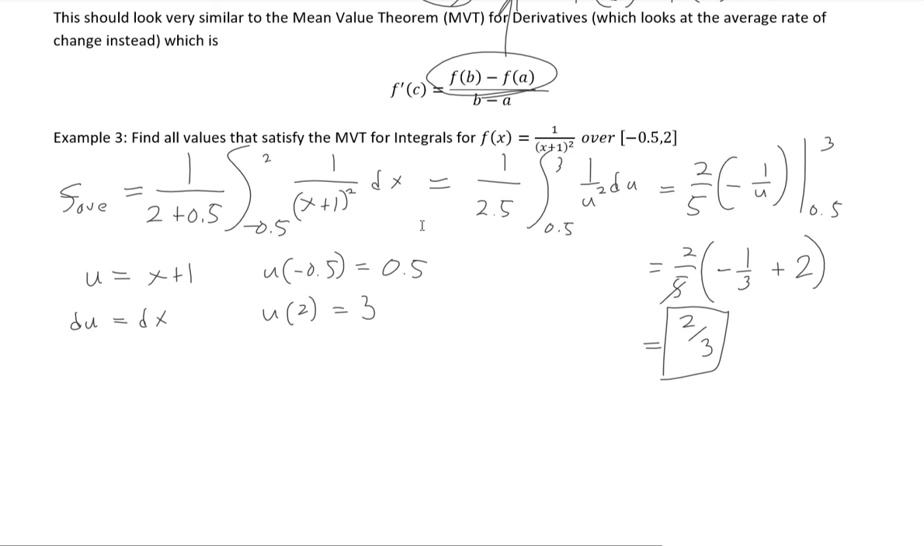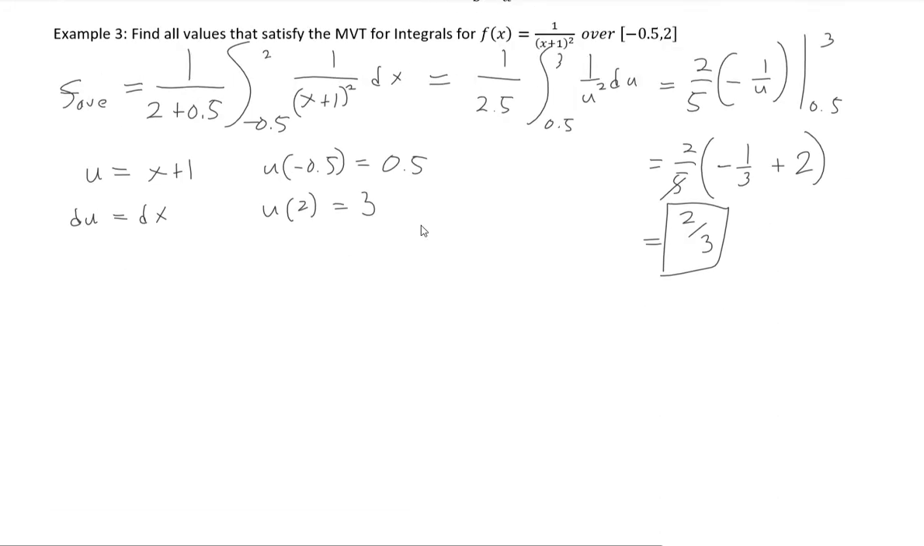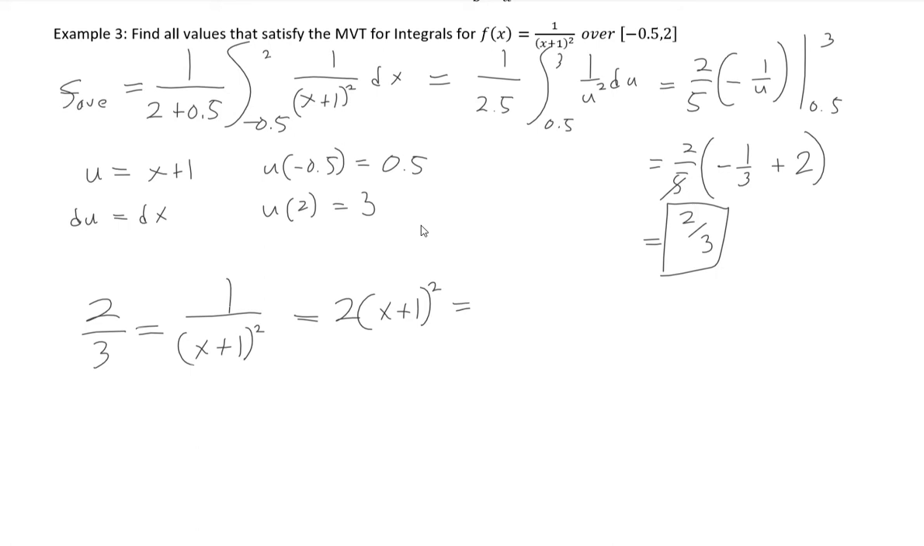Now, the mean value theorem for integrals says that they should meet at some point within the interval from a to b. So somewhere between negative 0.5 and 2, I should get a value of 2 over 3. So let's solve for that. We have 2/3 equals 1 over x plus 1 squared. Okay, well, let's cross multiply. Let's make this a little bit simpler. I could say 2 times x plus 1 squared equals 3.